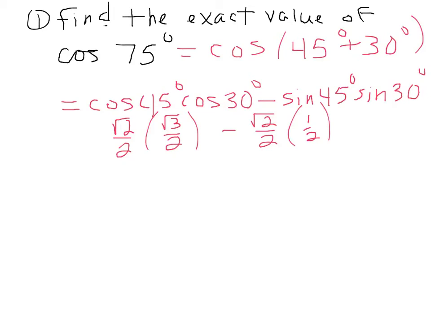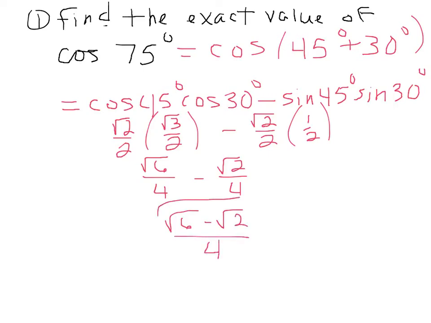So one thing that you'll notice is you're still going to need to remember those values for those special angles, those things from our charts. So when we multiply, we have square root of 6 over 4 minus the square root of 2 over 4. So square root of 6 minus square root of 2 divided by 4. And that is equal to the cosine of 75 degrees.